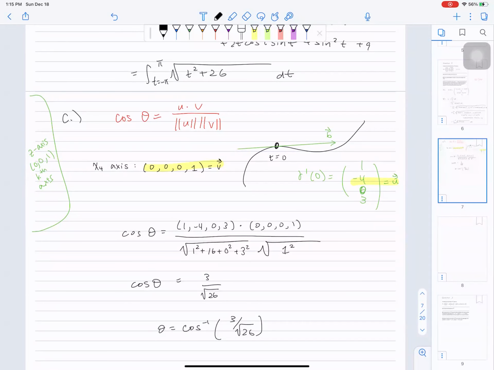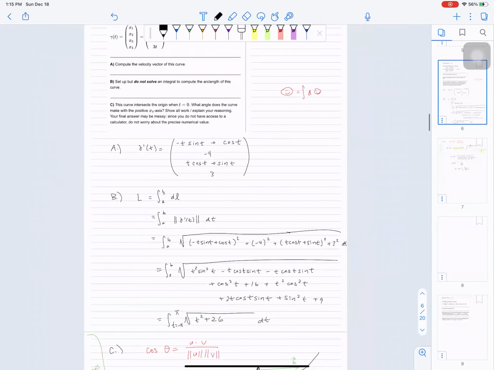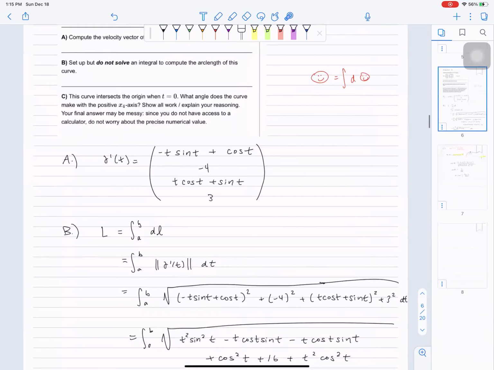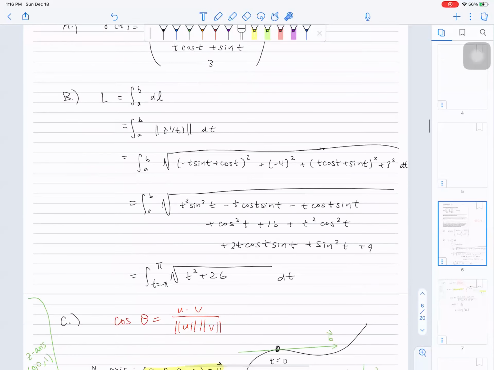Okay, and I have a question in the chat. Why is it 1 and not the x4 point at which the vector intersects the x4 axis? Because it's saying what angle does the curve make with the positive x4 axis, and if you are considering where it intersects, you don't have enough information for that, I guess. And even if you say the origin, then this question doesn't make sense.